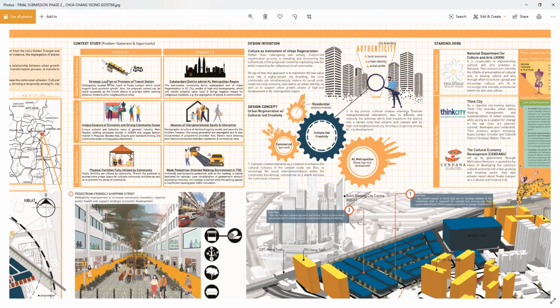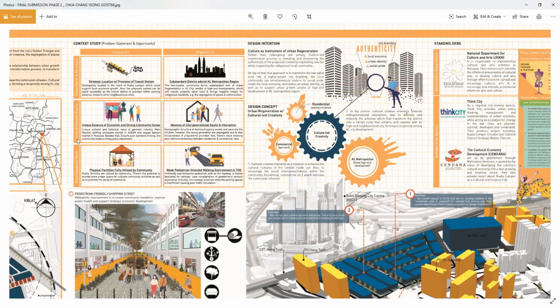But one of the good things is that our site is located strategically with the provision of a transit station. So our site is strategically located in the heart of Kuala Lumpur, which could support local economic growth. And also the proposed context can be easily accessible as the transit station is provided within walking distance and linked to other neighborhood cities.